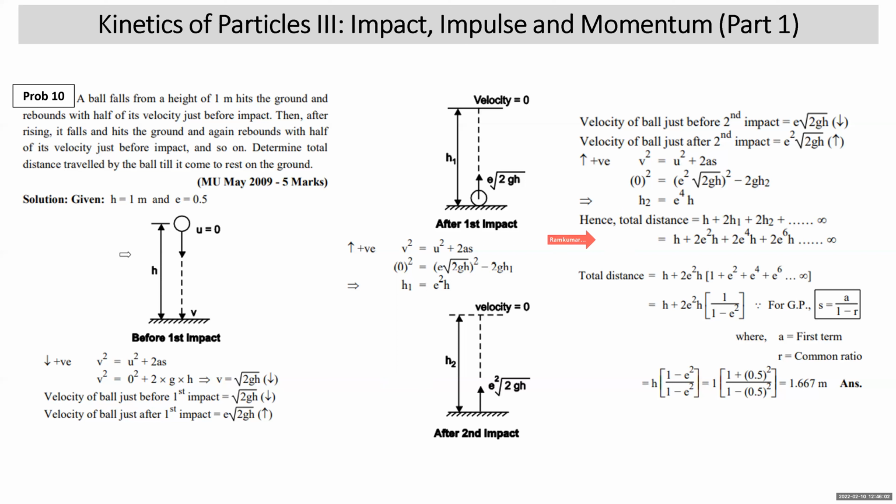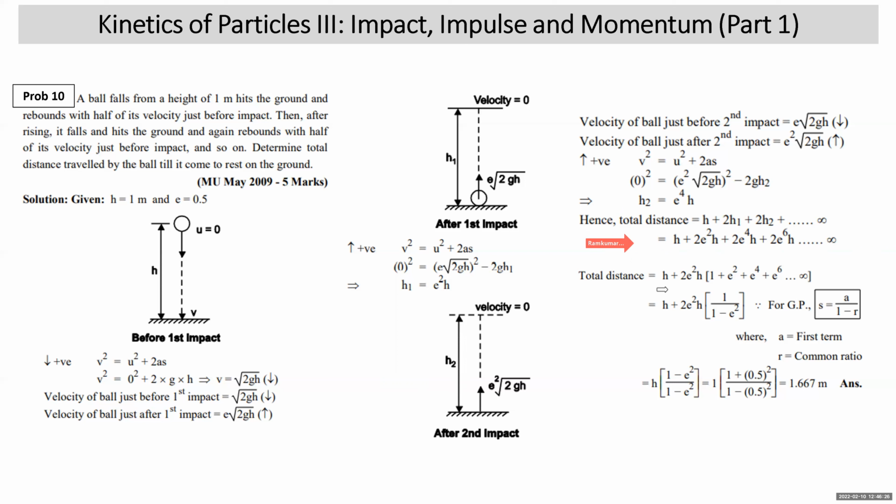Total distance is h plus 2h1. Why 2h1? After first impact, it goes up to the height h1 and falls down by height h1. So 2h1. Similarly, after second impact, it goes up to the height h2 and falls by h2. So h plus 2h1 plus 2h2 plus 2h3 plus 2h4 and so on. Now, how does it come? h plus 2 e square h plus 2 e raised to 4 h plus 2 e raised to 6 h plus 2 e raised to 8 h.